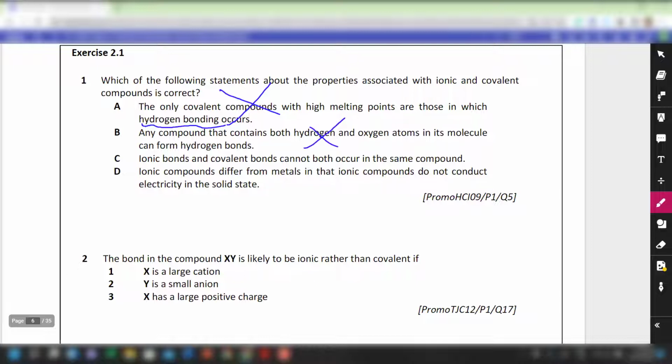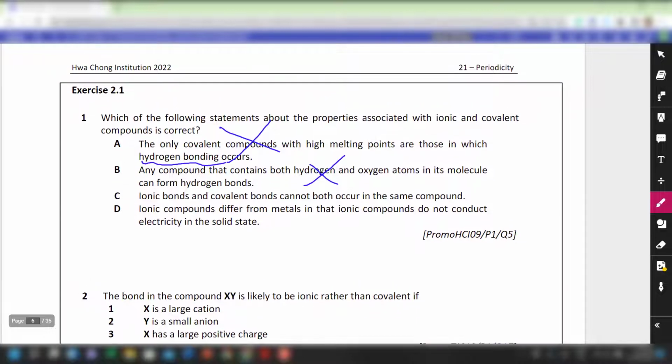A very simple counter example I can give is ether. Ether is something like this: I can have CH3, then O, and CH3. You see, this compound contains hydrogen and oxygen, but because the hydrogen is not bonded to the oxygen, it's not able to form hydrogen bonds. So this is incorrect as well.